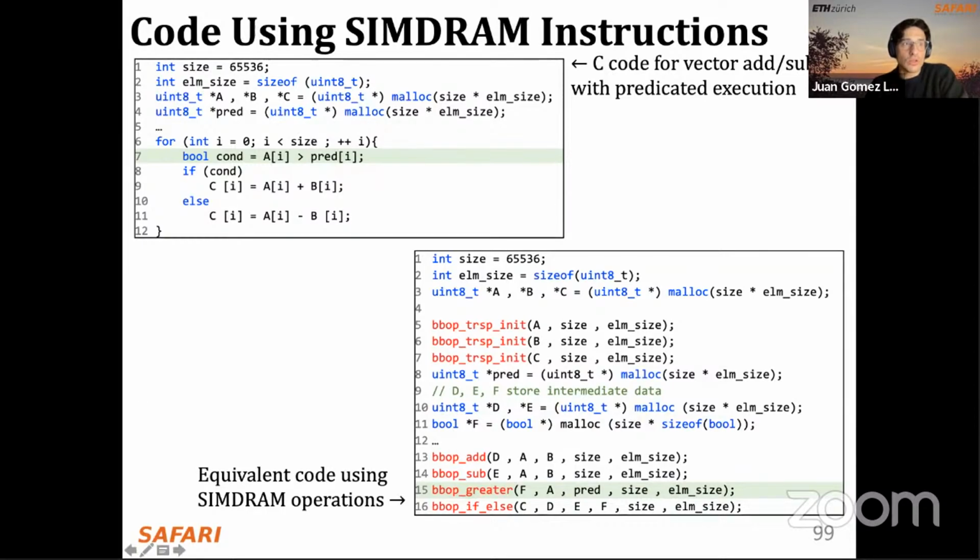And that's what we do after having executed the addition and the subtraction: with the predication instruction, this bbop if else, depending on the Boolean values that we have in F, we will copy in C the corresponding element of D or the corresponding element of E that were previously calculated in the instructions in lines 13 and 14. So that's how we can make use of predication. And here you have a simple example of how to use SIMDRAM operations in our program.